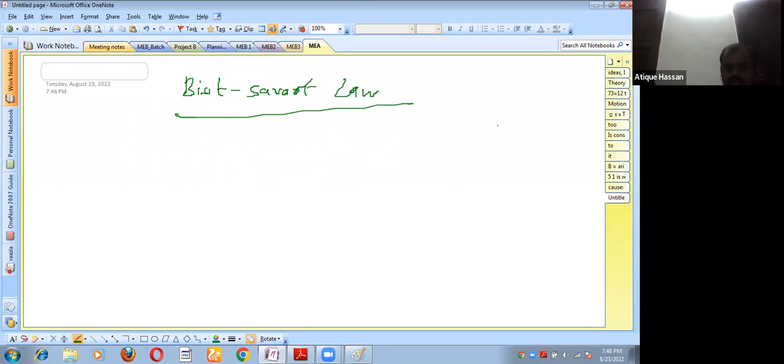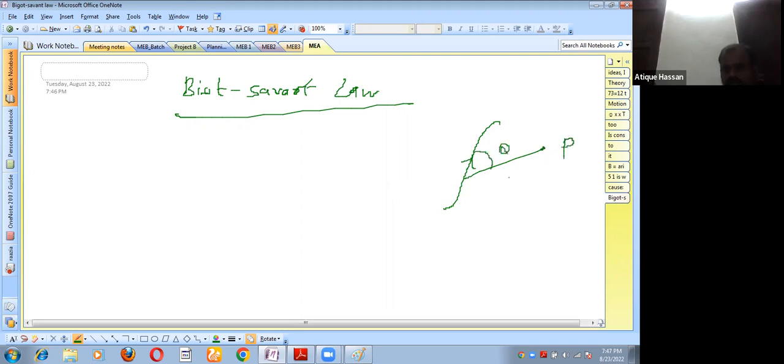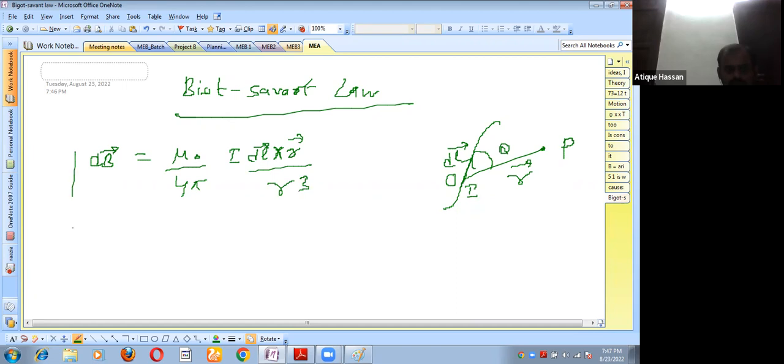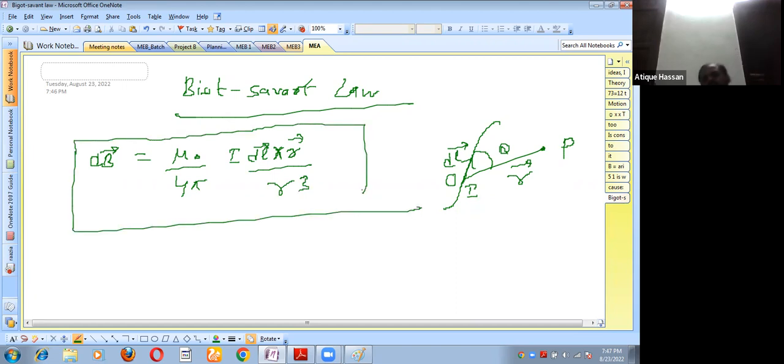What does it say? It says that if we have a current carrying conductor, and there is a point P situated at an angle theta, and its position vector is r. With respect to this, suppose we have a current element I dl. The magnetic field at point P is given by mu naught by 4 pi, I dl cross r by r cubed. This is the formula for the magnetic field due to a current element, where dl is the current element and r is the position vector.